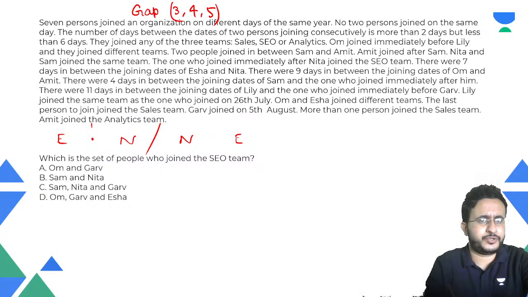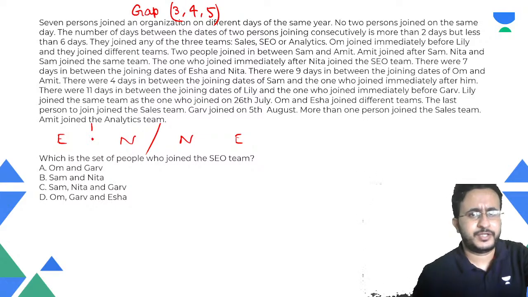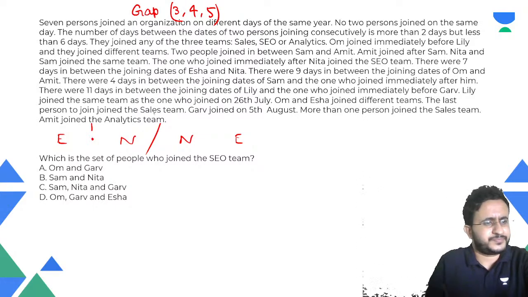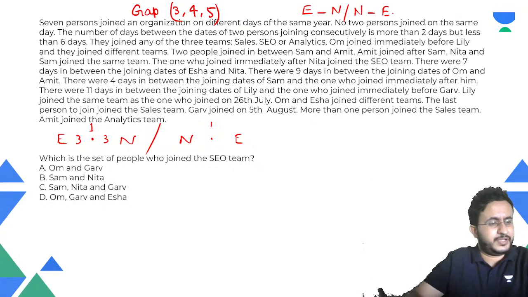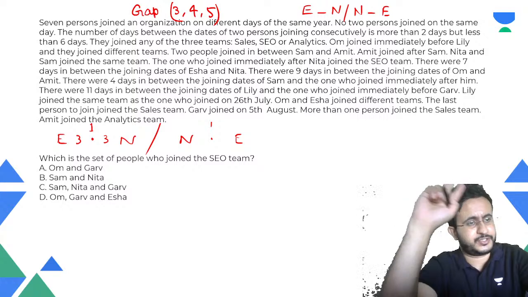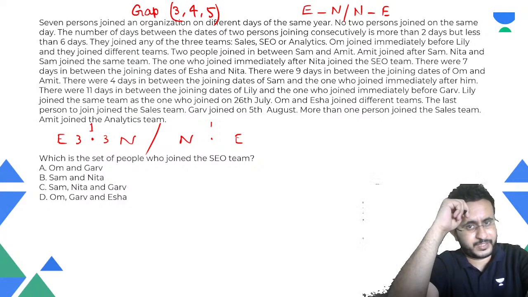Because on one day only one person is joining, one day is gone. Now there were a total of 7 days, so 6 days remain, since one day is the one where a person is joining. Now what can the gap be? 3 days and 3 days: a 3 days gap, a 3 days gap, and one person in between. So there is one person joining between E and N, or N and E, and a 3 days gap will come on both sides.